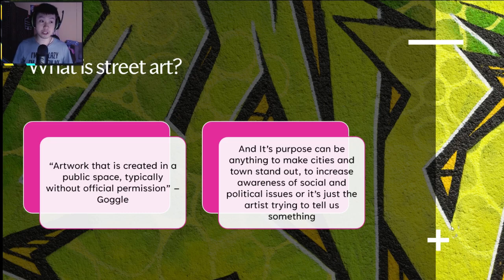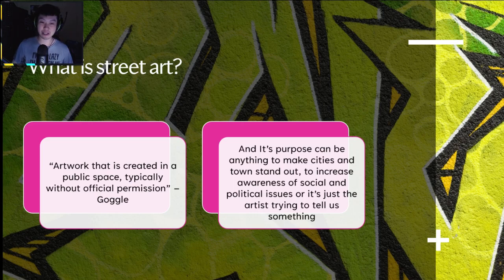So let's begin with what is street art. Street art is artwork that is created in a public space, typically without official permission. Now, the second part has changed over time. Especially in Australia, a lot of street artists have permission to go into specific streets and old lanes and just paint whatever they want. Especially like an artist that I'm going to talk about later, they can run their own events and stuff. And what is the purpose of this?